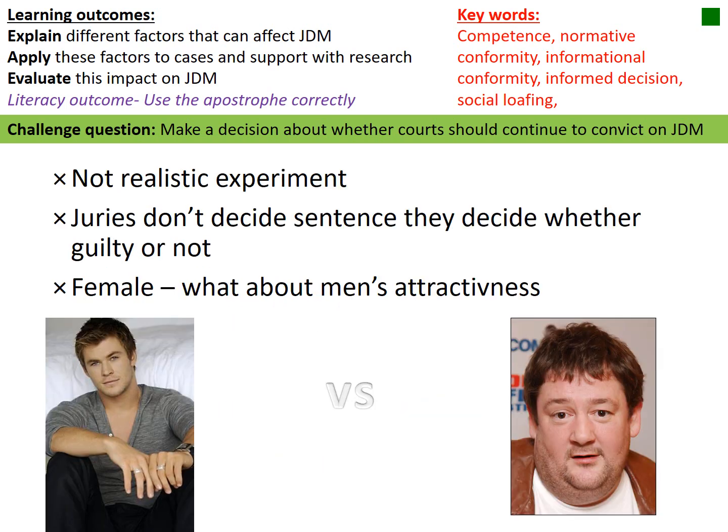However, it isn't realistic. Juries don't decide sentences, so by asking juries to allocate a sentence between 1 and 5 years, it's actually unrealistic. We know that juries in a court of law within the UK make decisions about whether people are guilty or not. Equally, this study focuses on female attractiveness, so it doesn't take into account male attractiveness.